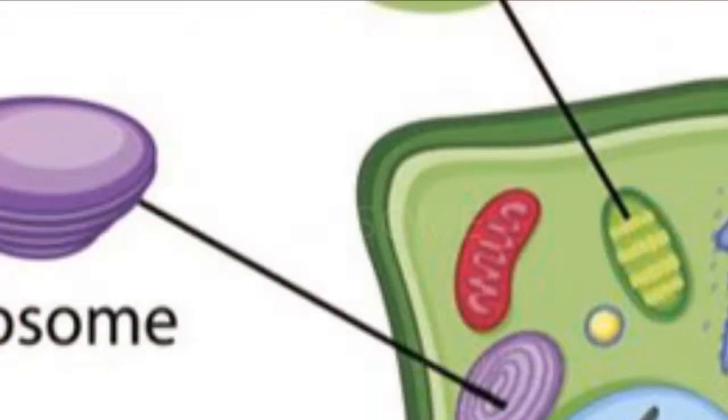Next, we have the Golgi apparatus, which is a small stack of membranous sacs. They are also called the shippers of the cell because they take care of the processing, packaging, and distribution of lipids. They're kind of like the UPS man, and they are found in all plant and animal cells.